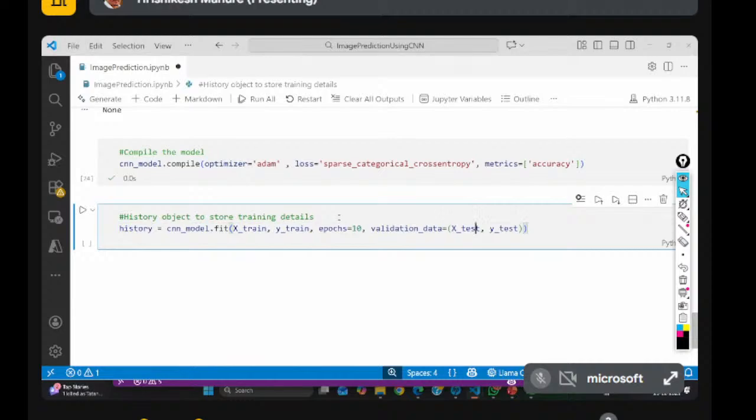History, suppose I'm writing here CNN. History, CNN. And now CNN model fit to X train, Y train, epoch, train and validation data, X, comma, Y test.